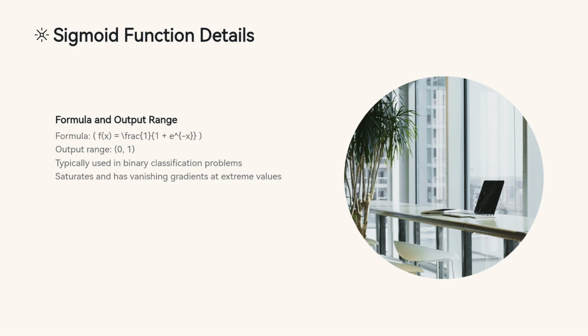The function is differentiable, which makes it useful for backpropagation, but it also has some key limitations. Specifically, at both extreme positive and negative values of x, the gradient of the sigmoid function becomes very small. This is known as the vanishing gradient problem. This issue can significantly slow down or even halt learning in deep networks. Despite this, sigmoid is still widely used, especially in the output layer of binary classification tasks, where its output can be interpreted as a probability.